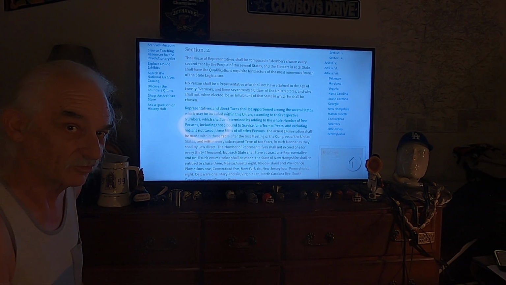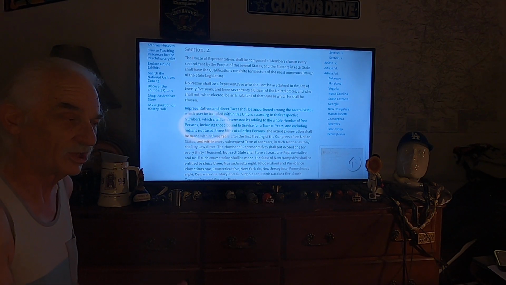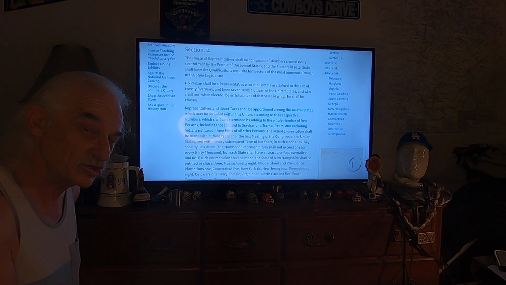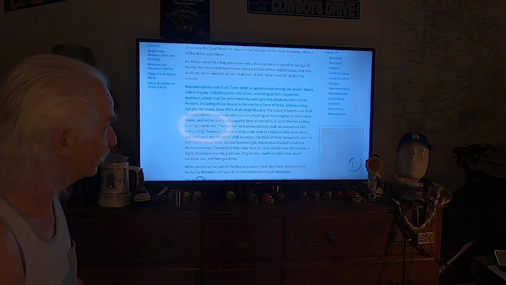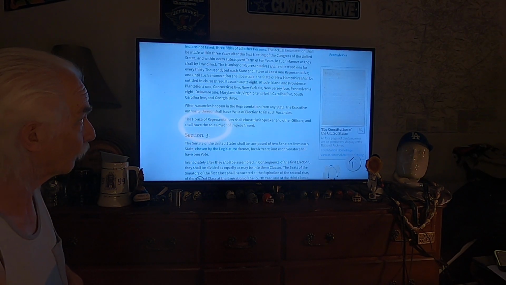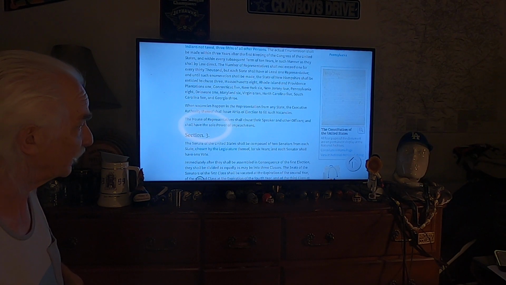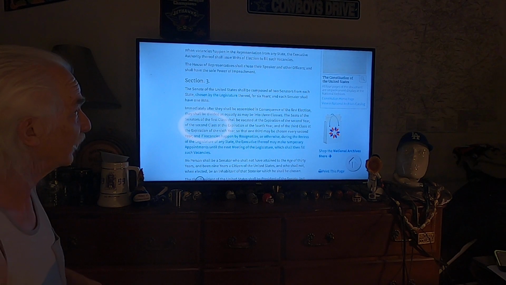Basically, 3/5 of the slave population in slave states is being counted for the purpose of representation, but also for the purposes of taxation. Now, further requirements for the voting and so forth, and the population requirements are mentioned there, but again, those had to be adjusted to time.